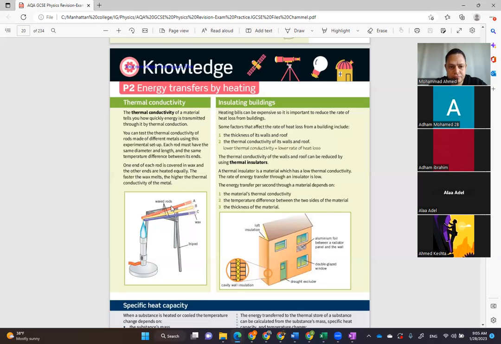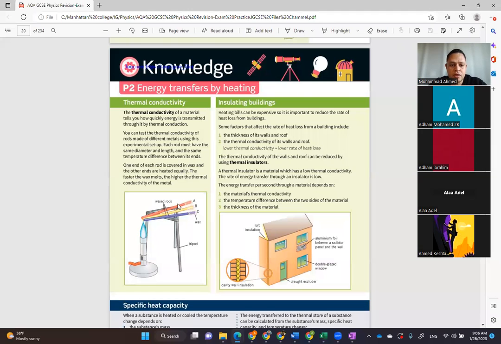As you see here, you have 3 different rods made of different materials, like one of copper, one of aluminum, one of iron, with wax on one of the ends of these rods, and heating applied to the other side. After some time the wax starts to melt, and the higher the thermal conductivity of the metal, the faster the melting of the wax will be.